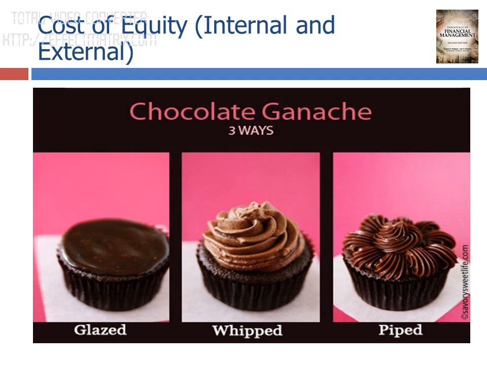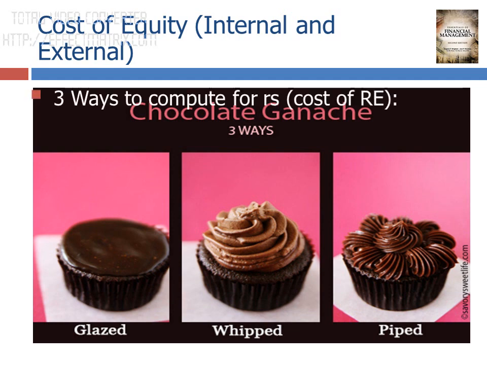Next are the ways to compute the cost of equity from the internal source, or cost of retained earnings. The cost of new common stock, or external equity, will be discussed in Module 3. For Module 2, we will be focusing on the cost of retained earnings. The first method among the three is the CAPM. You should remember this. It's the concept that you need to remember the most in Fin1. It's the risk-free rate plus beta times MRP.